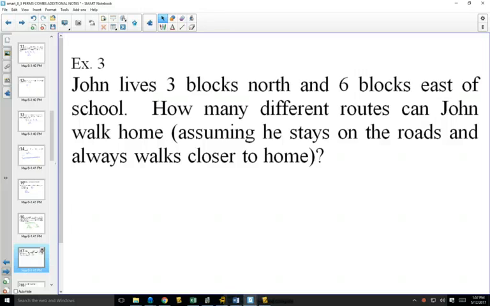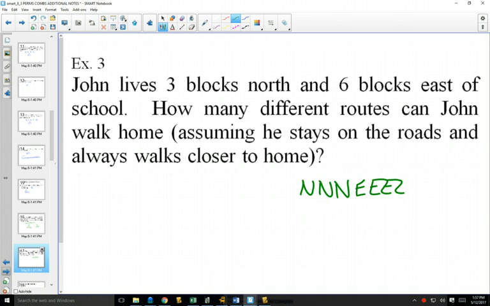This is another one with blocks north and blocks east. We won't draw the grid. We did that earlier. 1, 2, 3, 4, 5, 6. So this would be 9 factorial over 6 factorial, 3 factorial.